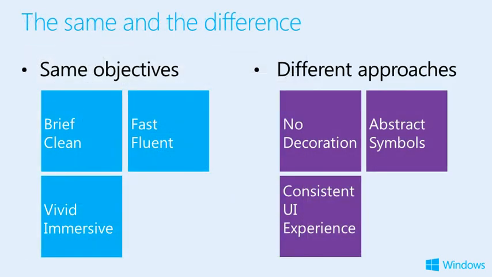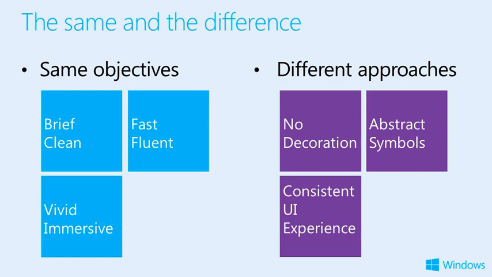Now we can summarize the similarities and differences between iOS and Windows. Basically, we share the same objectives. The applications and UI should be brief and clean, vivid and immersive, fast and fluent to respond to user interaction. But we designed UI from different perspectives. iOS UI tends to use decoration to glorify applications. In contrast, Windows Store Apps UI tends to show the content first.